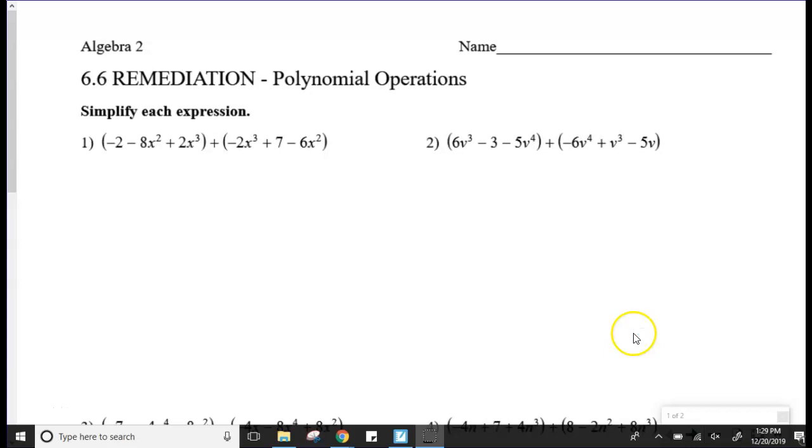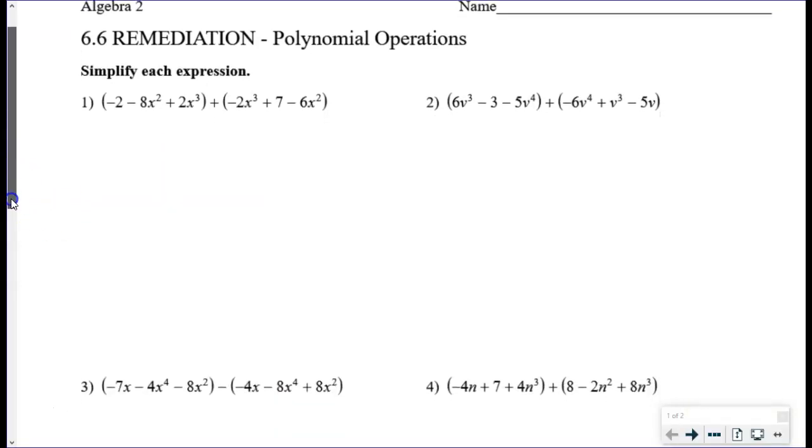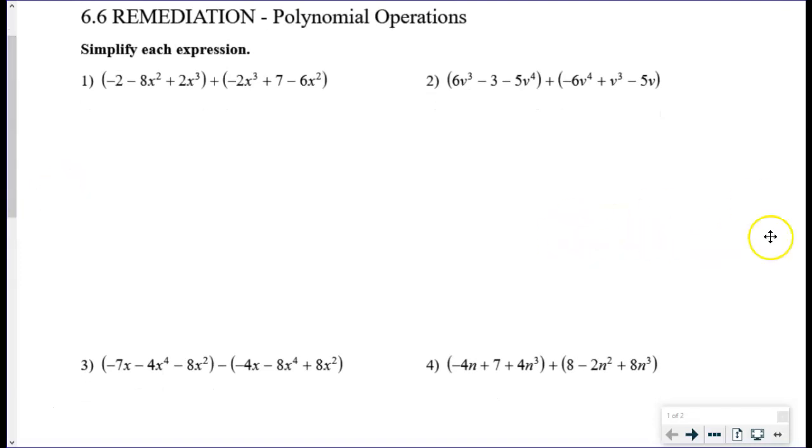So this is a remediation video for 6.6 polynomial operations. It's going to be real short, and your intention is that you're trying to take a retake on 6.6 poly operations. So make sure that you're able to do all of the questions that are on the remediation page in order to earn that retake.